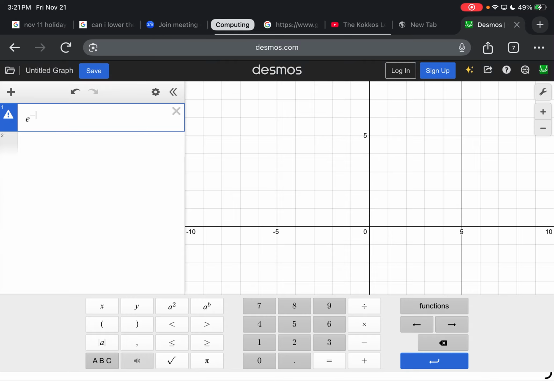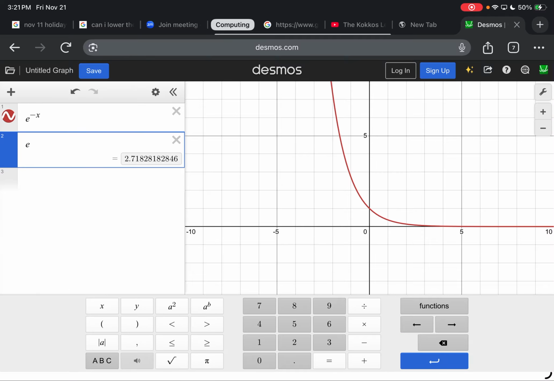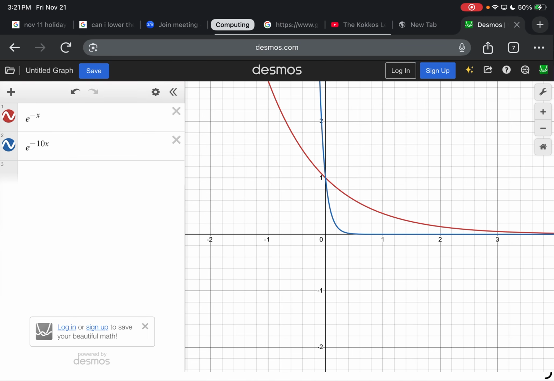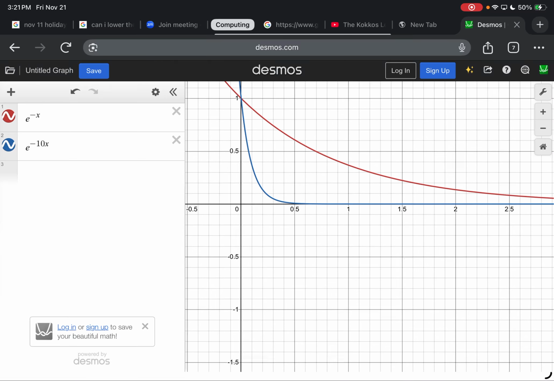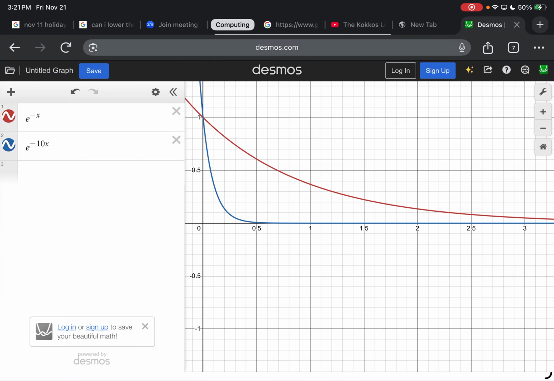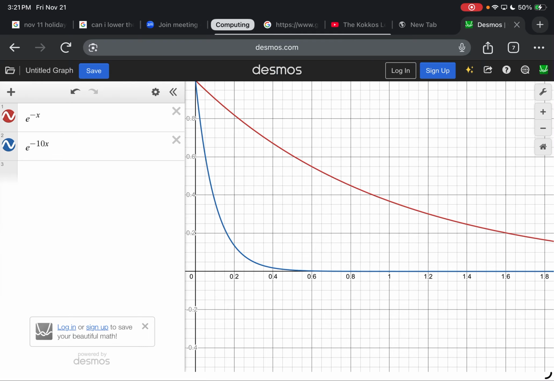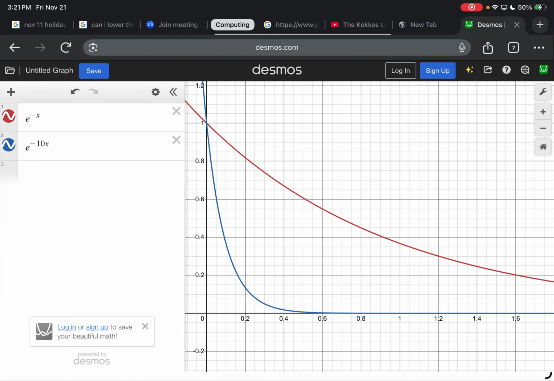So this is the graph of e to the power minus x. Now we'll try the graph of e to the power minus 10x. Do you see? We have to start at t equals 0, so forget whatever is happening before 0. What do you see? Which one decays faster? The one with the larger negative exponent.